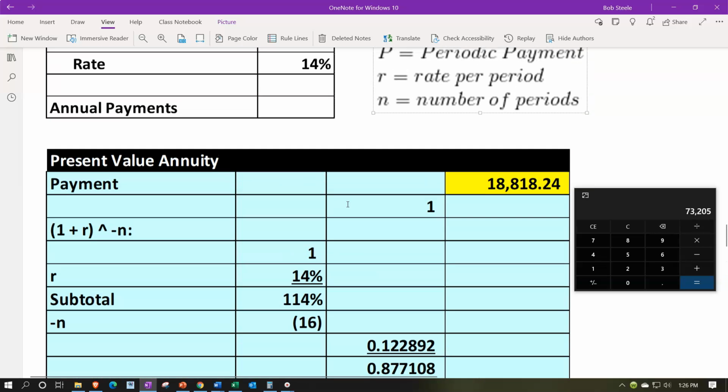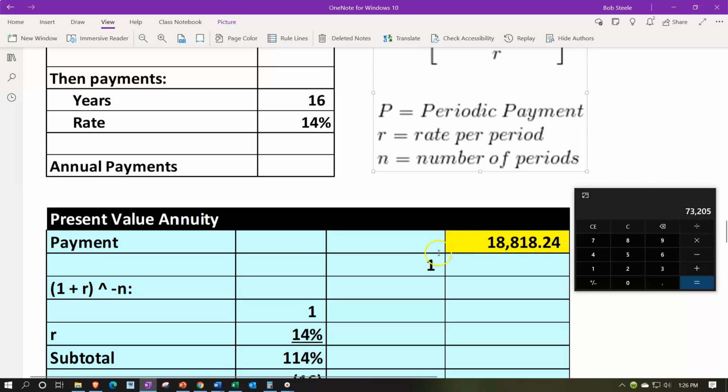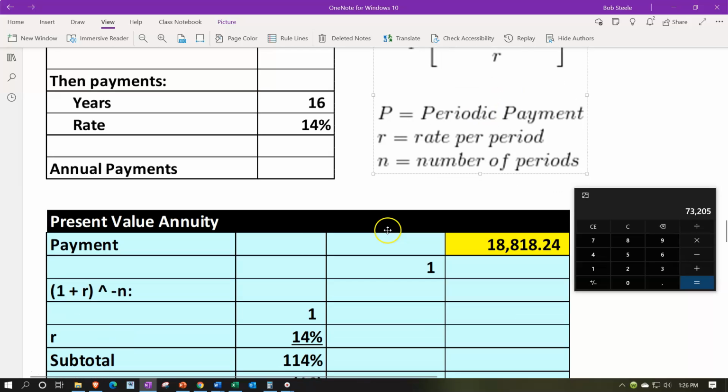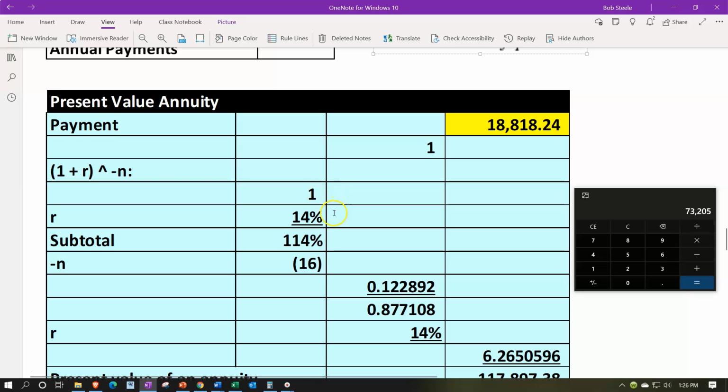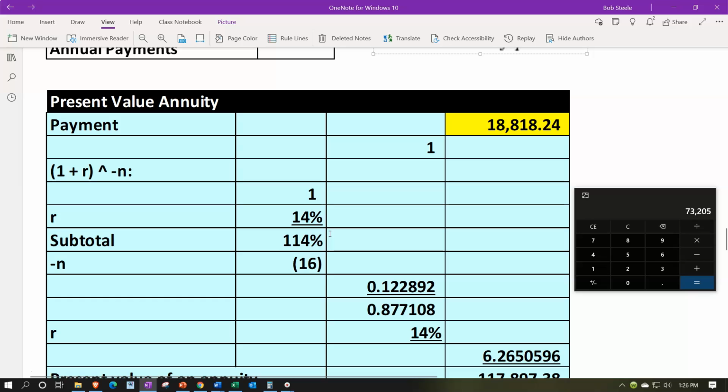We're going to plug this into our table. The unknown would be this 18,818. Now that's the answer, but if I didn't know what the answer was, I could plug this into the table, and you can imagine just putting 1,000 up in the table here, and then we'll complete our equation. We got the numerator 1 minus 1 plus r. I'm going to put the 1 in its own column, and then continue with the numerator 1 plus r to the negative n. 1 plus r, 14% now. That's 114%, 1 plus 14%.